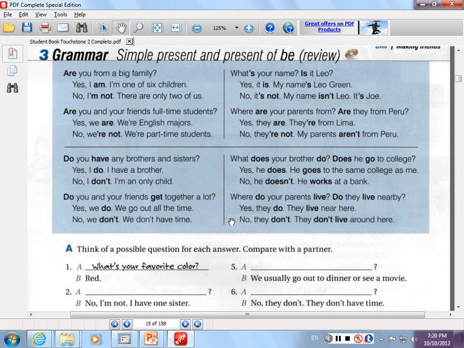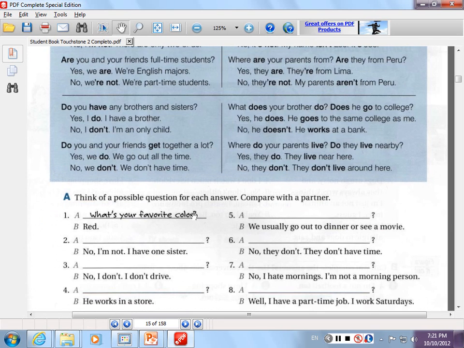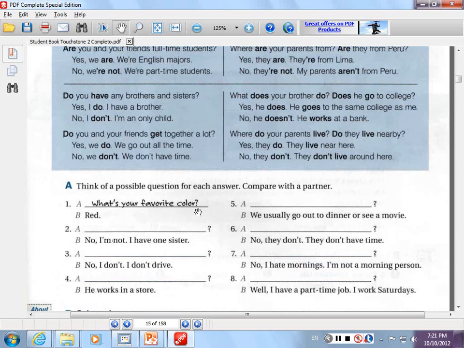Okay, now we will do a small exercise. Exercise A. Think of a possible question for each answer, and there's no partner. You don't have a partner, so you have to do it by yourself. We have the answers. You have to give me the question. You have to write the question. عندنا الأجوبة. يجب عليكم كتابة الأسئلة.